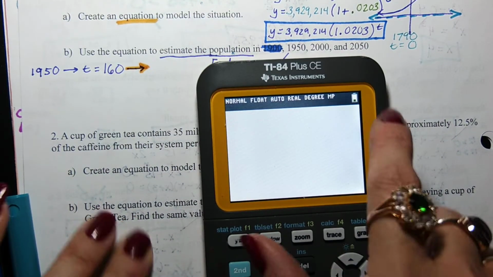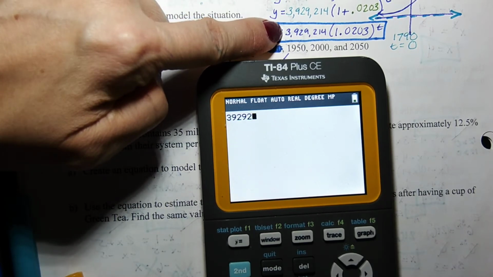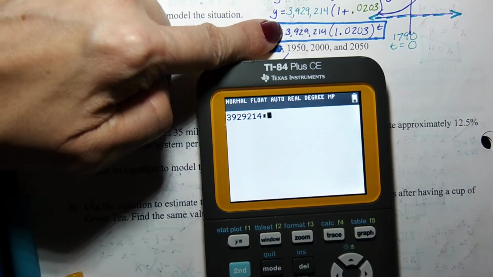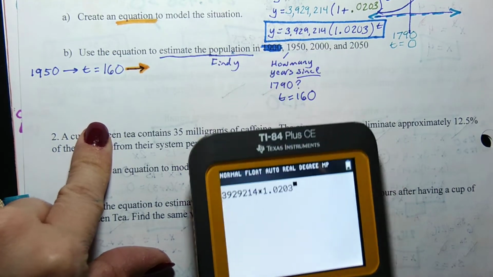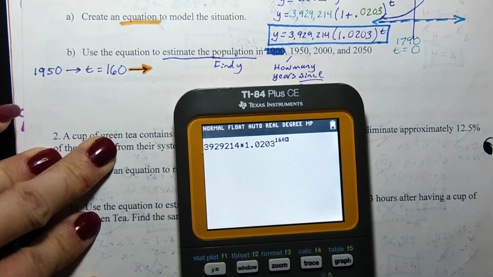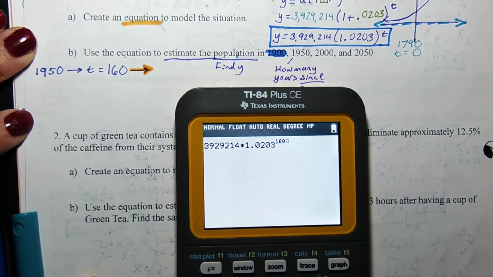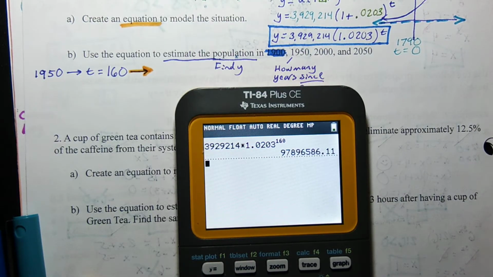So we go to our model, we carefully type in 3,929,214 times 1.0203 raised to the 160. And this should give us the y value, or the population, if this keeps growing exponentially. And we get a large number with a little trailing decimal on the end.